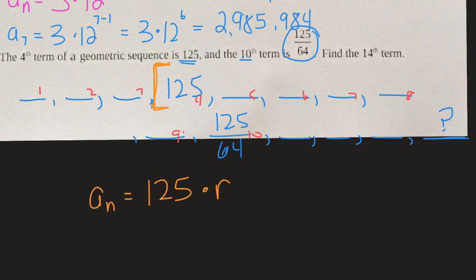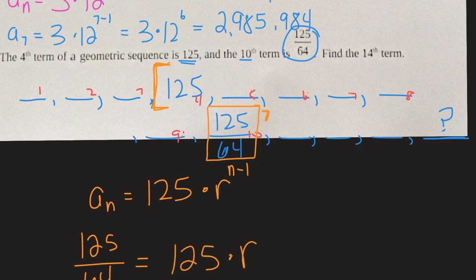Okay, times some ratio, right, to the n minus first power. So we're going to talk about that sequence for a second. If that's our sequence, then that means 125 over 64 is the second, third, fourth, fifth, sixth, seventh term, right? So this is the seventh term of our imaginary sequence. So we know that 125 over 64 is the seventh term of our sequence.